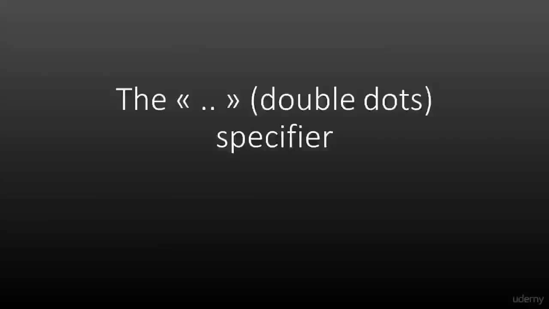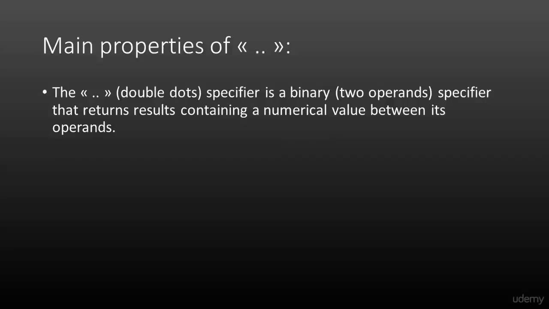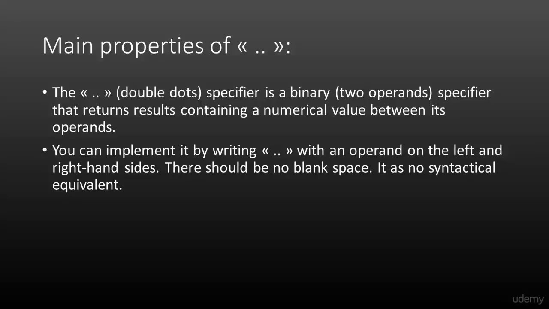Welcome to the section on the range specifier. The range specifier is binary. It takes two operands. If you want to implement the range specifier, you have to write a first operand, which will be the lower bound, then two dots, and then another operand, which will be the higher bound. It's going to return search results that contain a numerical value within this range. Remember that there should be no blank space between the operands and the double dots, otherwise it's going to consider them as word expressions.